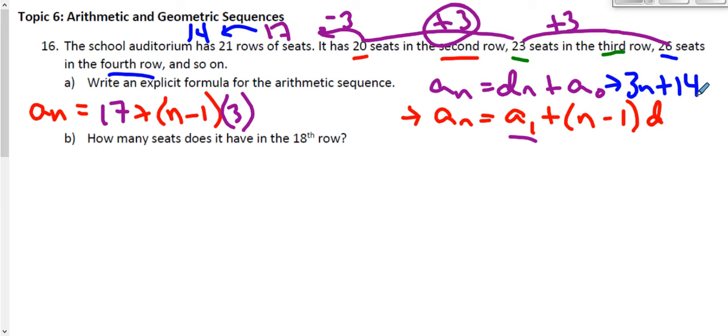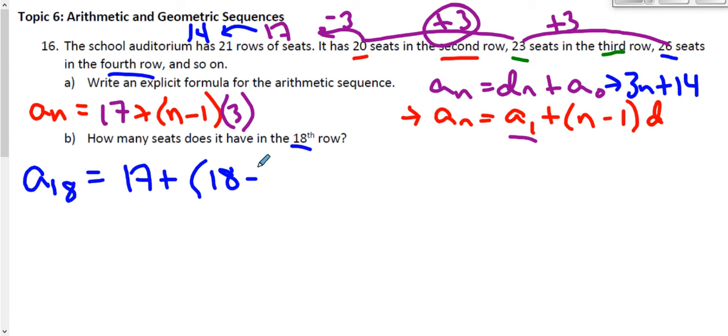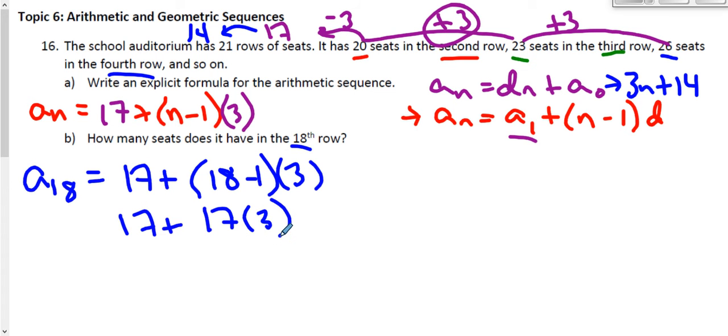Let's take a look at part B. How many seats does it have in the 18th row? In order to find the number of seats in the 18th row, all I have to do is plug in 18 for n. So a sub 18. I get 17 plus 18 minus 1 times 3. That's it. So 17 plus 17 times 3, and if we put that in the calculator, we get 68.